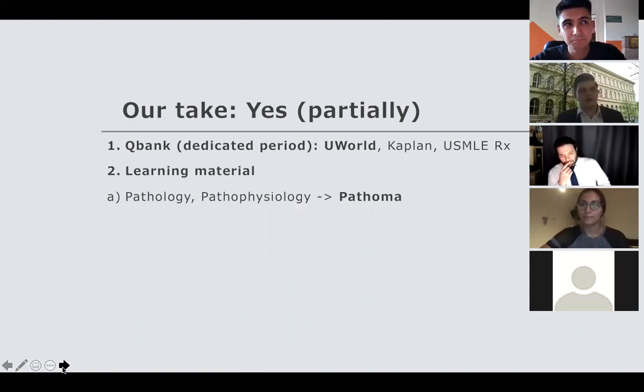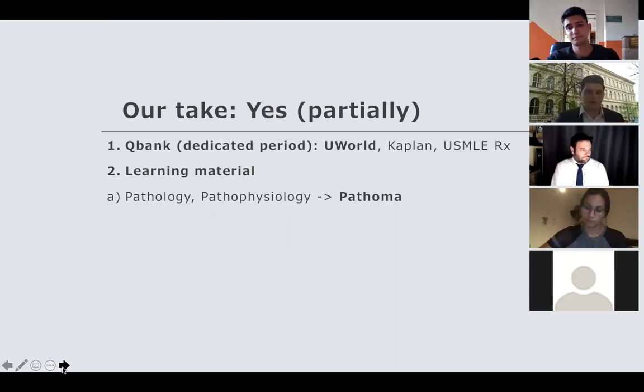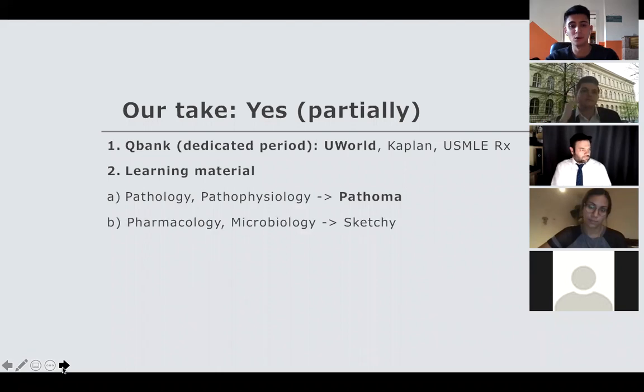So by doing Pathoma, you're going to get very good, concise material covering nearly all of the high yield, nearly all of the middle yield, and even some of the low yield. So Pathoma is definitely the go-to for pathology and pathophysiology. Yeah, exactly. So next one, Sketchy.